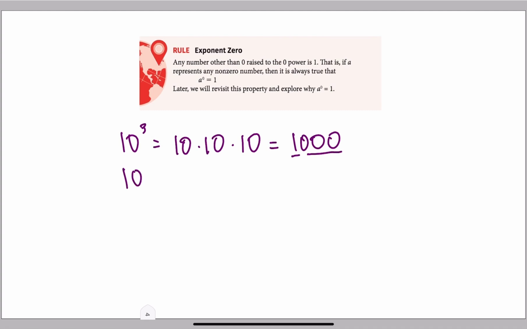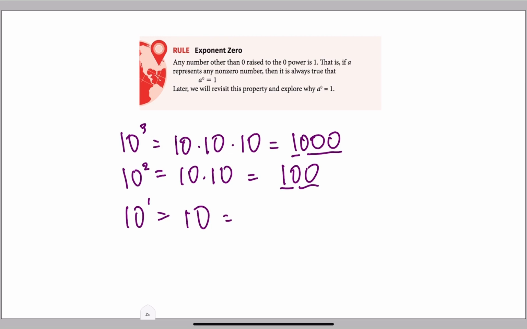How about 10 to the second power? That's 10 times 10, or 100. 10 to the second power is a 1 with 2 zeros after it. How about 10 to the first power? That's just one factor of 10. So it's 10, or it's a 1 with 1 zero after it.